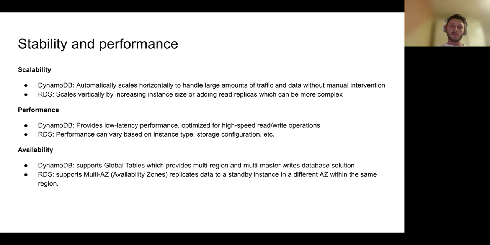And as for availability, we found out for ourselves that there is a big difference for DynamoDB. There is a feature you can activate called global tables. It's a multi-region, multi-master write database solution. RDS supports what we call multi-AZ, multi-availability zones. It replicates the data across different availability zones, but in the same region.